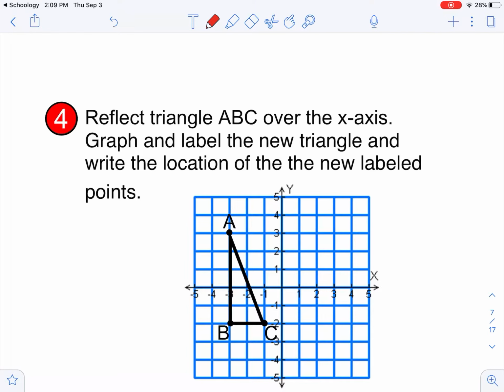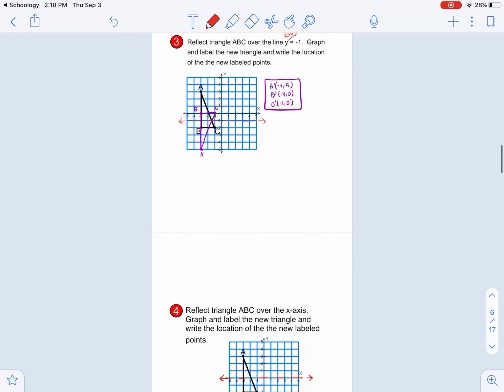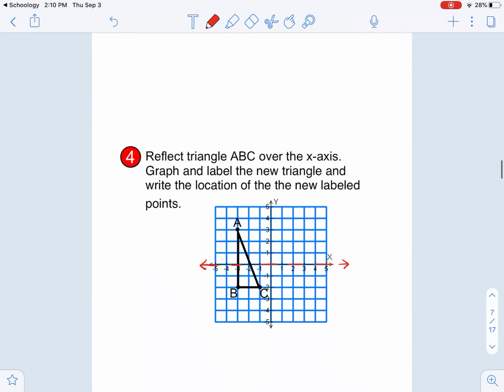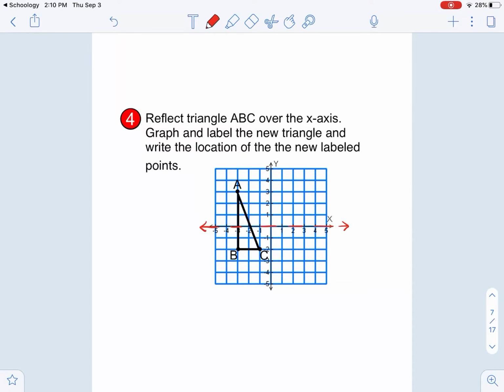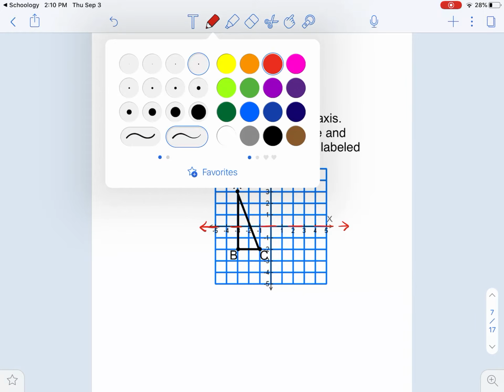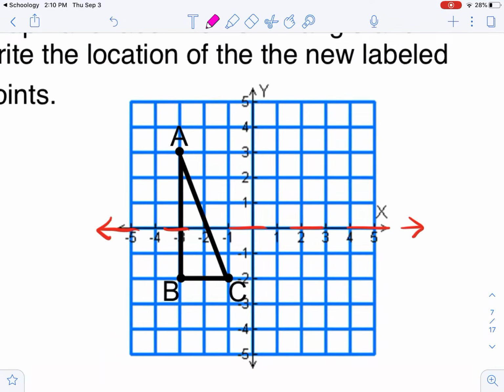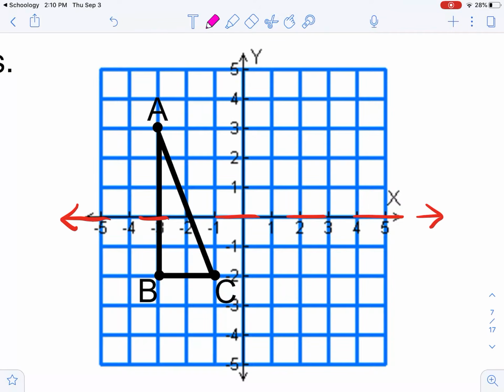Reflect triangle ABC over the x-axis. Graph and label the new points and write the location of the new labeled points. All right, x-axis first, so I'm going to put a dashed line on the x-axis. All right, now I'm ready to graph over the x-axis. Please also realize that the x-axis is also the line y equals 0. Okay, I'm going to graph over this line.